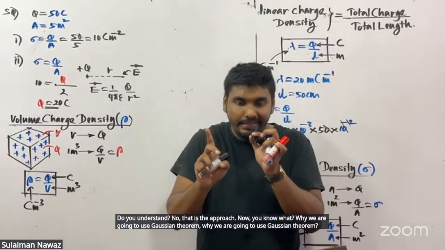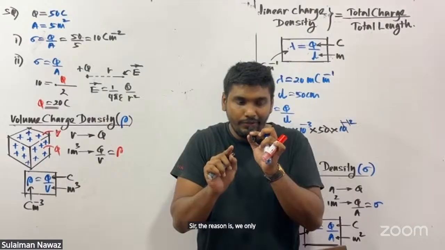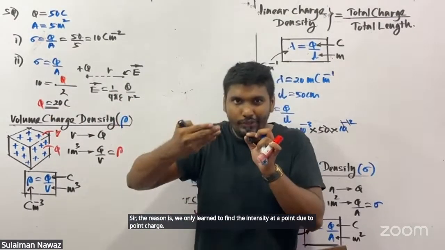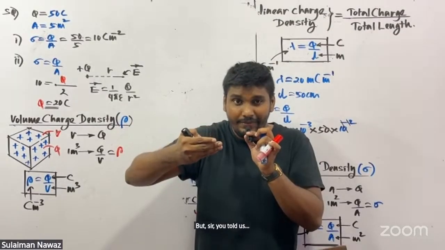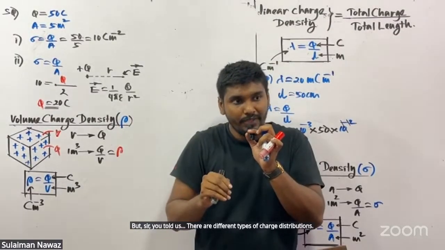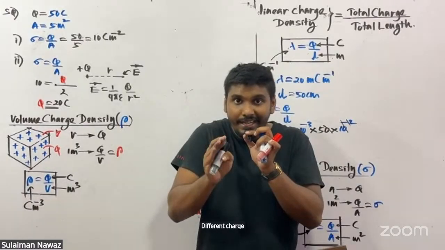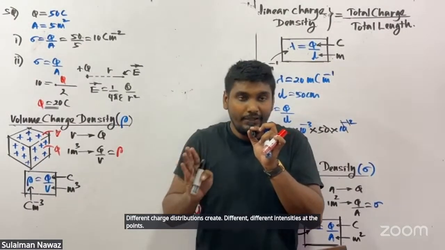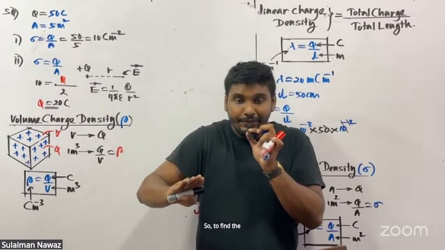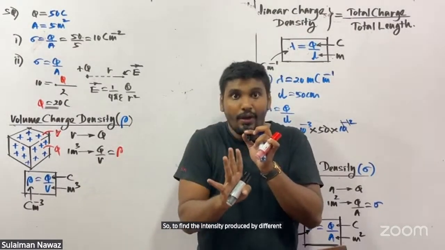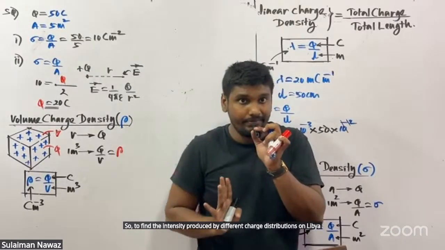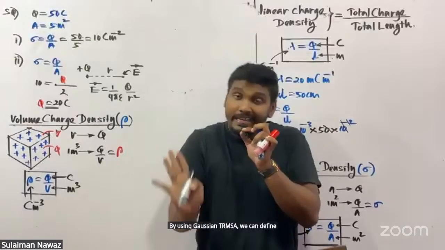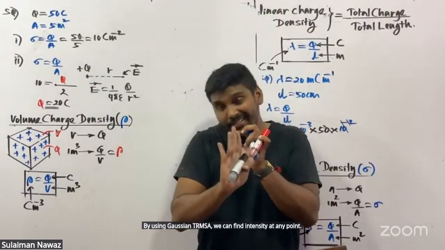Sir, the reason is we only learned to find the intensity at a point due to a point charge. But sir, you told us there are different types of charge distributions. Different charge distributions create different intensities at the points. So to find the intensity produced by different charge distributions, we are using Gaussian theorem. By using Gaussian theorem, sir, we can find intensity at any point for any charge distribution.